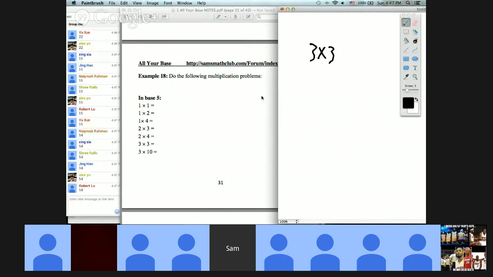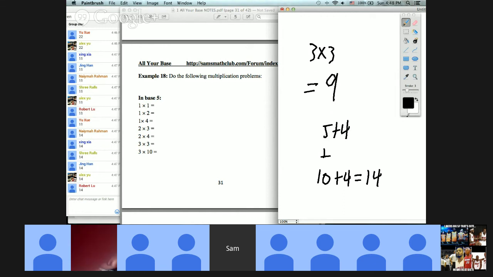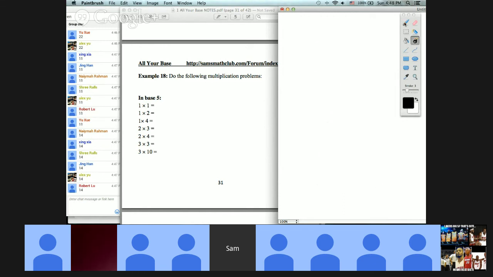All right, nice job, guys. So initially it equals 9, and in base 5 it equals 5 plus 4. 5 turns into a 10, plus 4 comes out with your answer of 14. Good job. Okay, let's see if you guys get this one. What is 3 times 10 in base 8?